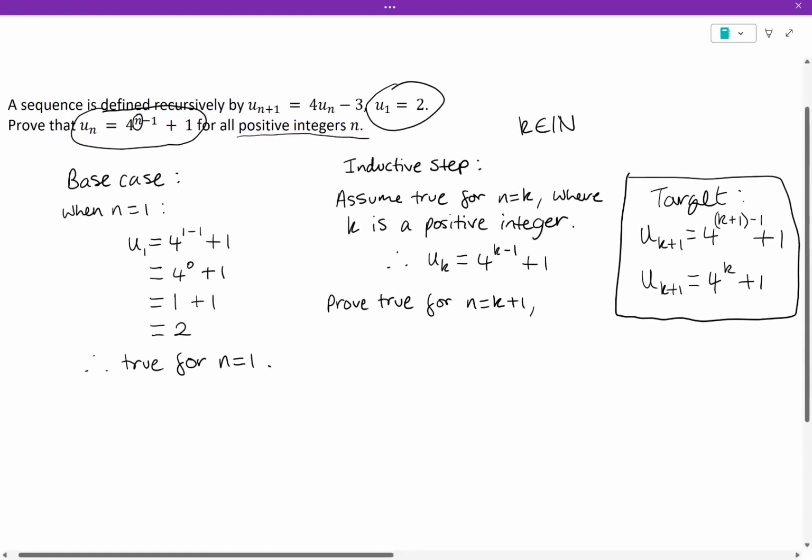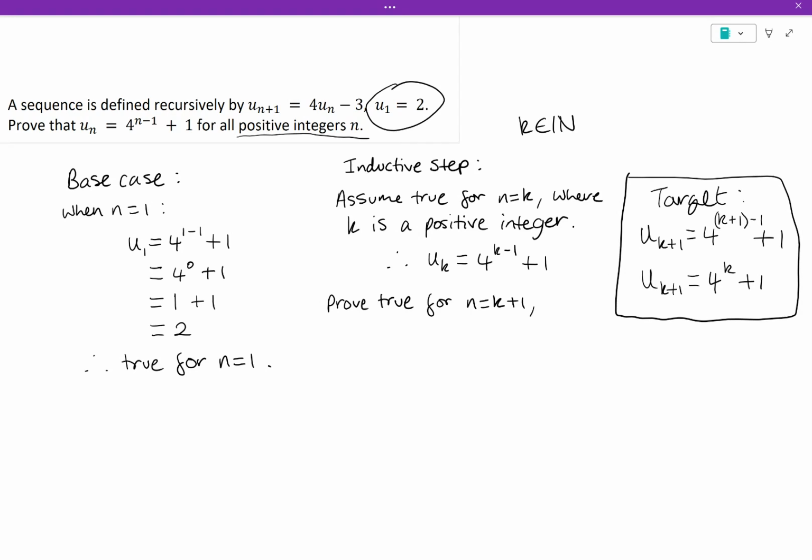Now, in order to do this for sequences and proving closed form solutions are true, what you're going to start by doing is taking the recurrence relation, which we can assume true in all instances, and I'm going to replace all of the n's with k's in my recurrence relation. So I would get u_{k+1} is equal to, and on the right hand side I'd have 4 lots of u_k, and then we've got the subtract 3. We can assume that's true because the recurrence relation is not what we're trying to prove, that's what we're initially given. We're allowed to use that as much as we want.